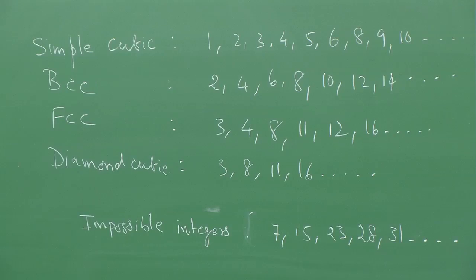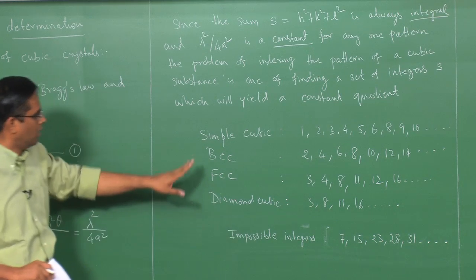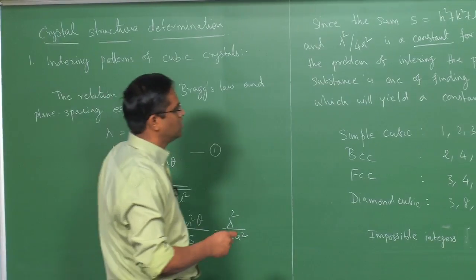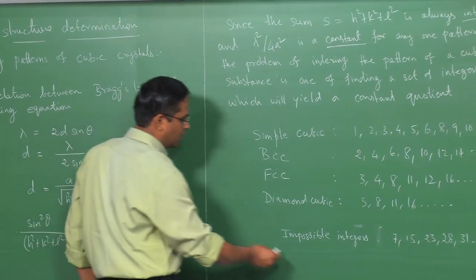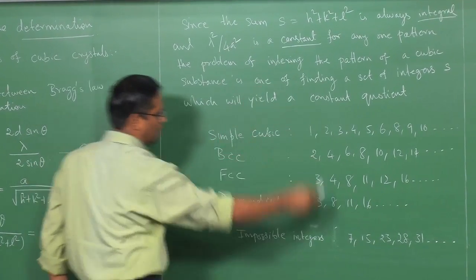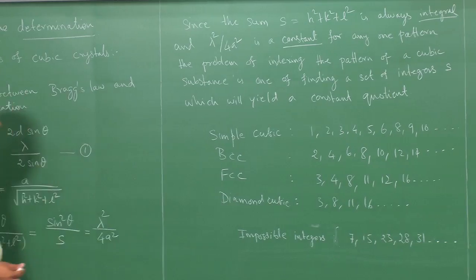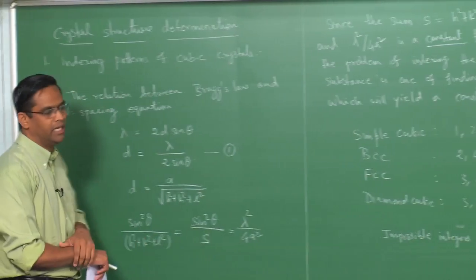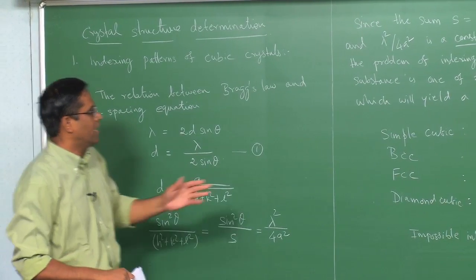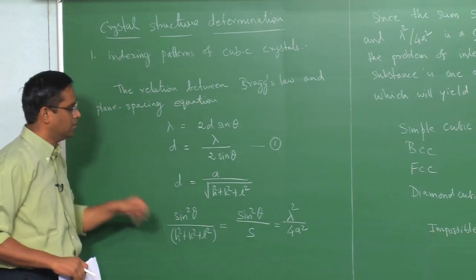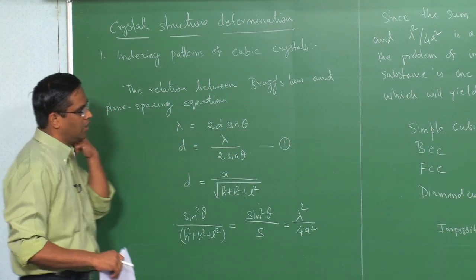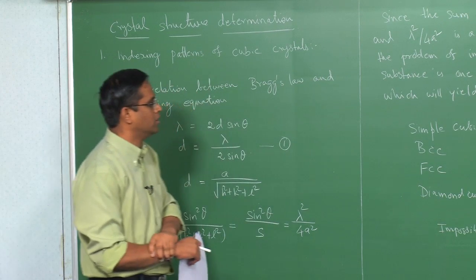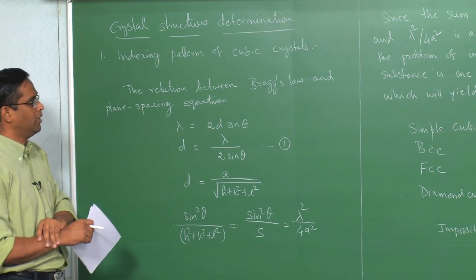with this rule we can form a kind of selection rule for the cubic system, and you cannot choose integers like this because this sum will not add up to these numbers, so you can exclude them. By this we can simply index these HKL planes from the sine squared theta. In fact, you can make a table of sine squared theta versus the possible HKL planes for a cubic system.